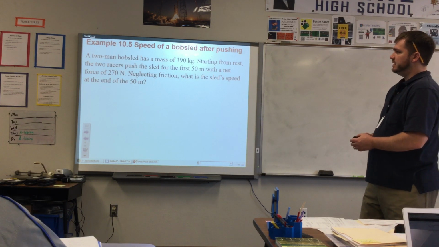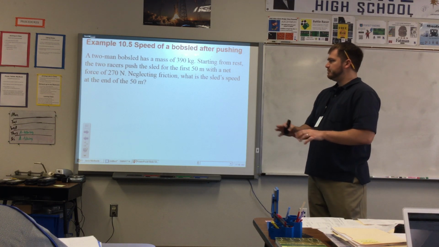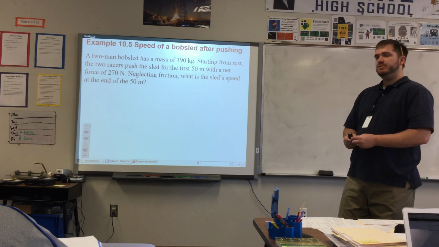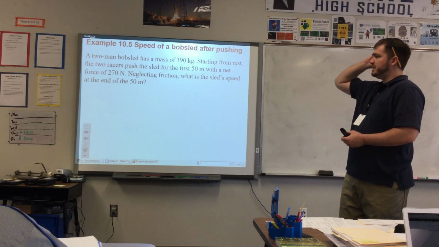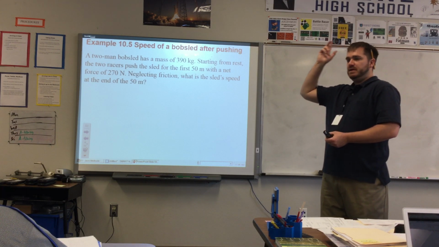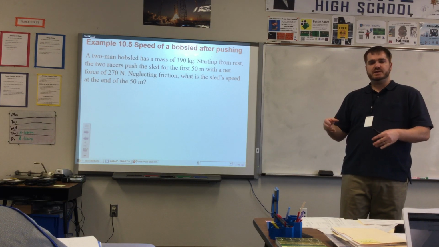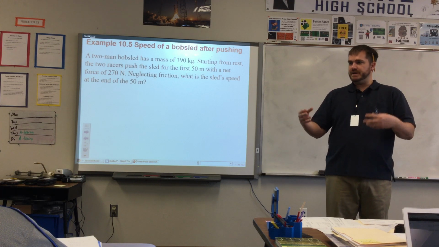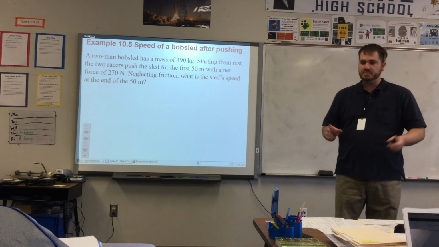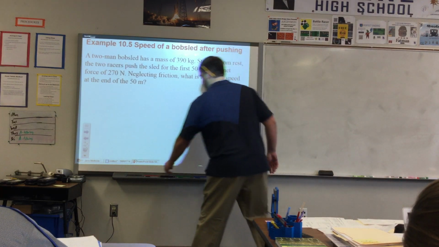Two-man bobsled has a mass of 390 kilograms. Starting from rest, the two racers push the sled for 50 meters with a net force of 270 newtons. Neglect friction. What is this sled's speed at the end of the 50 meters? All right? Now you can think about this. Oh, we're going to do kinematics, find the acceleration, initial velocity, final velocity. That is one way that you can do this.